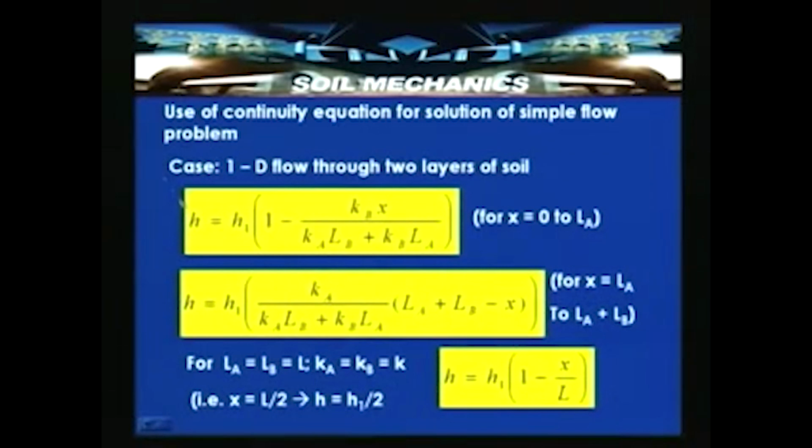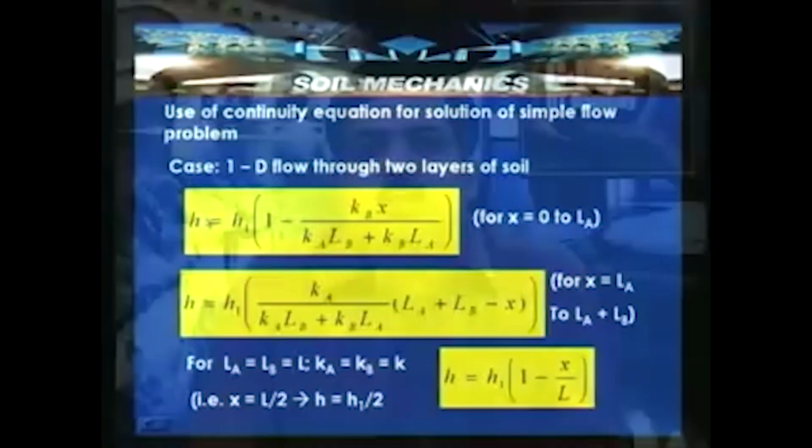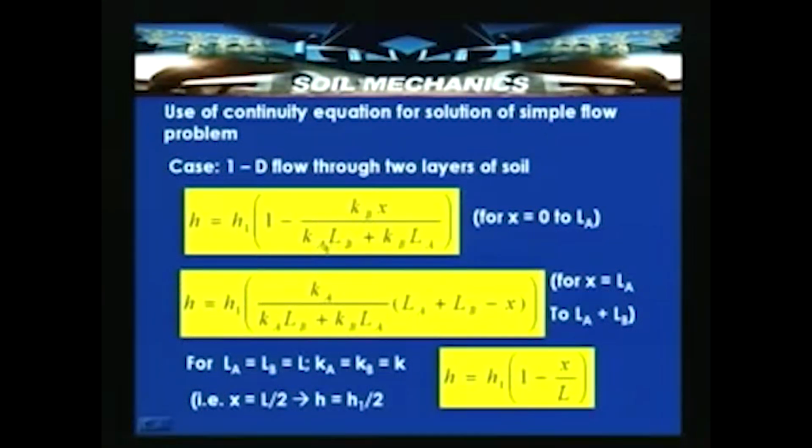With this, if you simplify and substitute in the previous expression we derived, then we get one-dimensional flow through two layers of soils. For x from 0 to LA, we get an expression like h is equal to H1 into (1 minus Kb x by (Ka LB plus Kb LA)). Similarly, for x from LA to LA plus LB, h is equal to H1 into Ka by (Ka LB plus Kb LA) into (LA plus LB minus x).